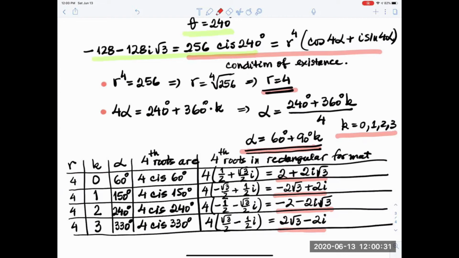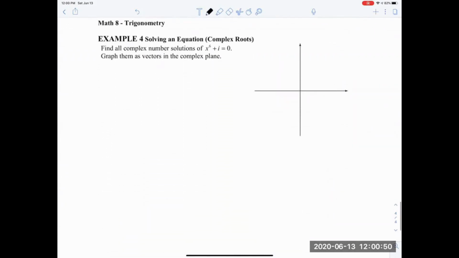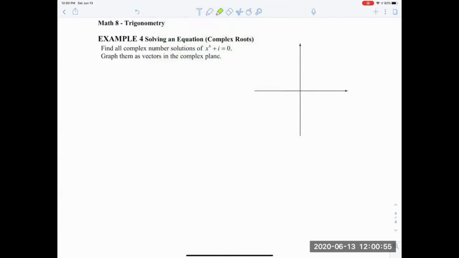All right, I have one more example before I close this. And then there will be the last lesson, and that will be 8.5. So let's look at the last example. This has to do with solving equations, because solving equations implies that you find the roots, yeah? And here's an equation that you have to solve. x to the 6 plus i equals 0.